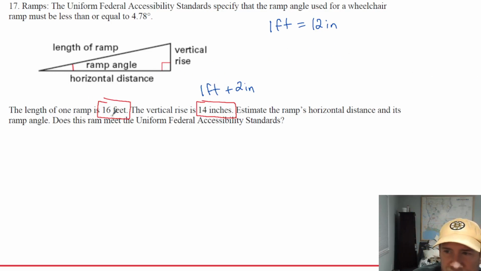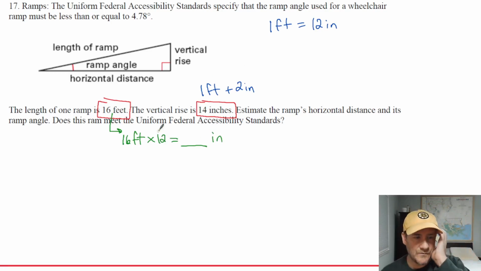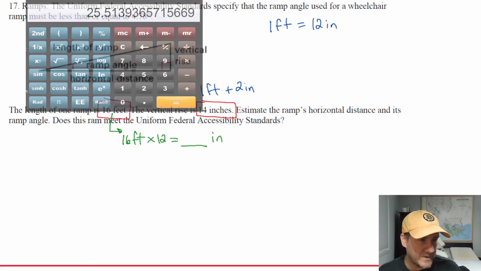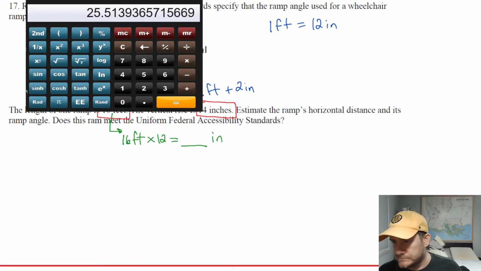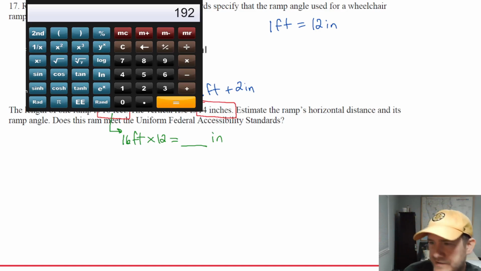So it's going to be much easier to turn feet into inches because you know that every foot is 12 inches. So if you have 16 feet, then just multiply by 12 to turn that into a whole bunch of inches. And again, we can use our calculator to figure out what 16 times 12 is. So 16 times 12 is 192.